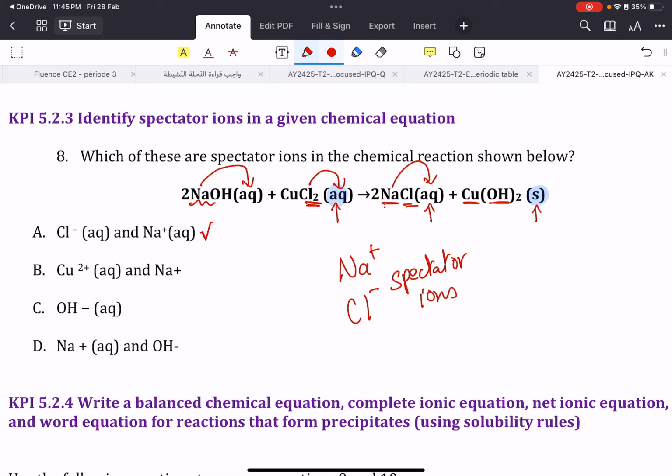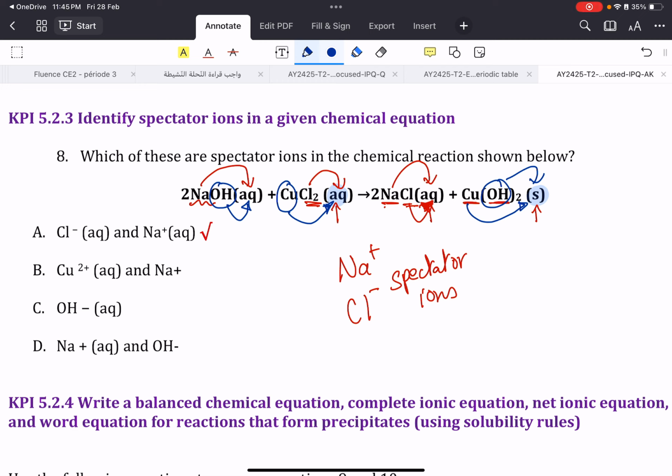Cl was aqueous and Cl is still aqueous. Whereas OH was aqueous, and now OH is forming part of the solid compound. And copper was aqueous, and now copper is part of a solid precipitate.